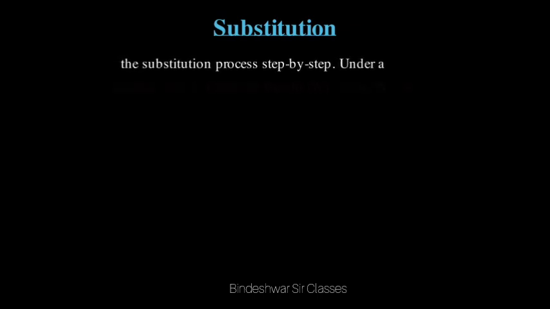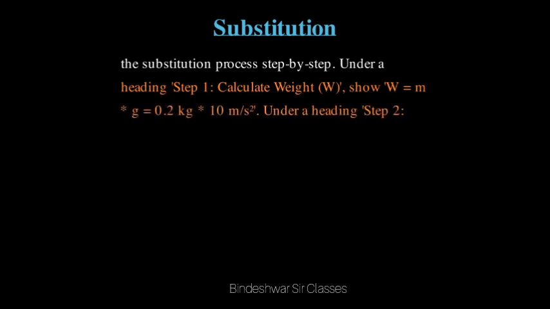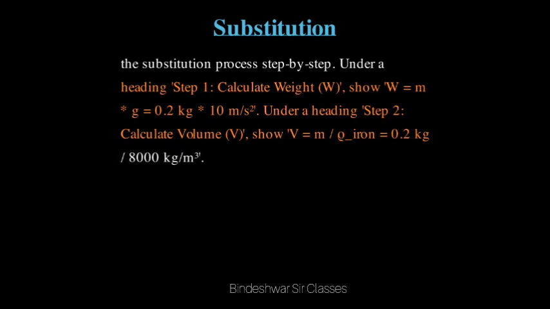We'll calculate the weight and the upthrust separately. First, the weight, which we'll call W. The formula for weight is mass times acceleration due to gravity, or W equals m times g. So W equals 0.2 kilograms multiplied by 10 meters per second squared. Now for the upthrust, U. Archimedes' principle tells us that upthrust is the weight of the liquid displaced. To find this, we first need the volume of the iron, since it's fully submerged. Volume equals mass divided by density. So, the volume of the iron is 0.2 kilograms divided by 8,000 kilograms per cubic meter.